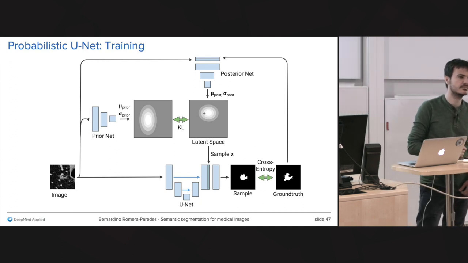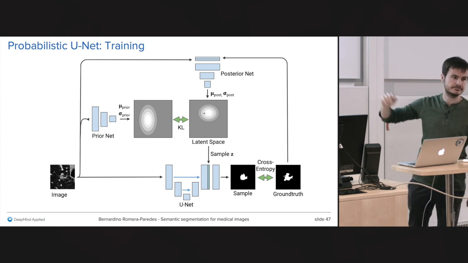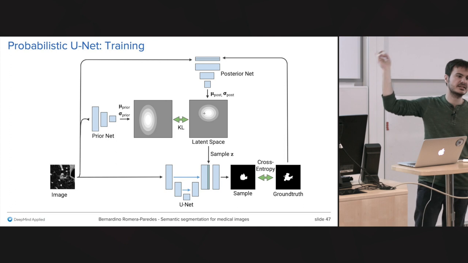Do you train this at the same time? Or do you train the prior first and then the posterior? No, no. Everything is trained end to end simultaneously.